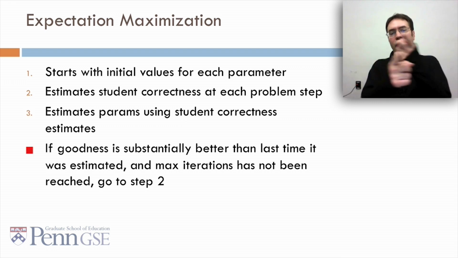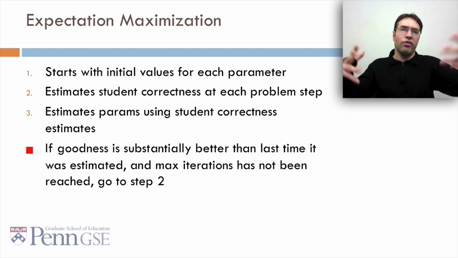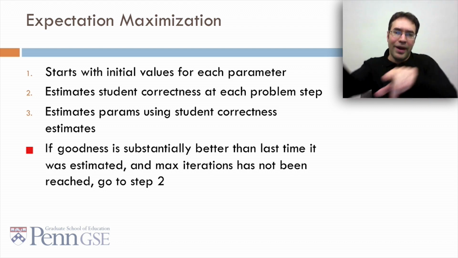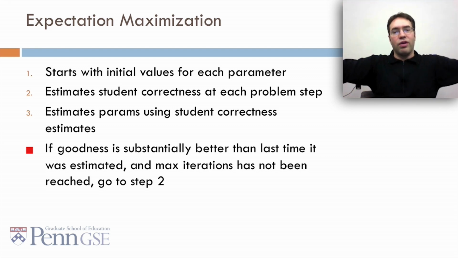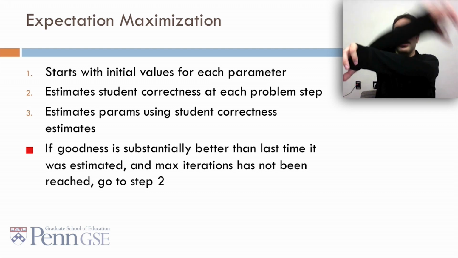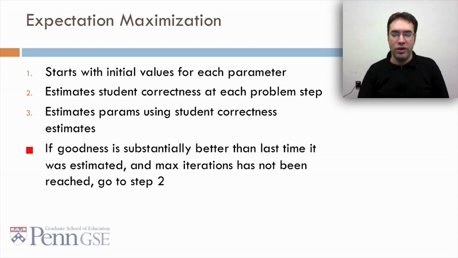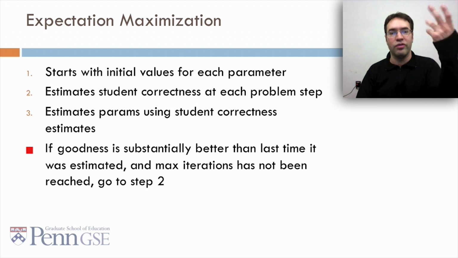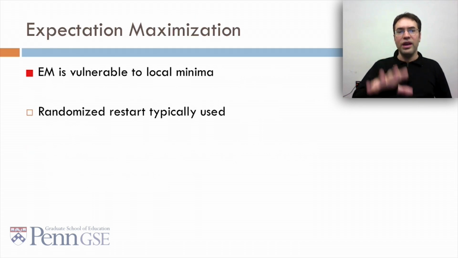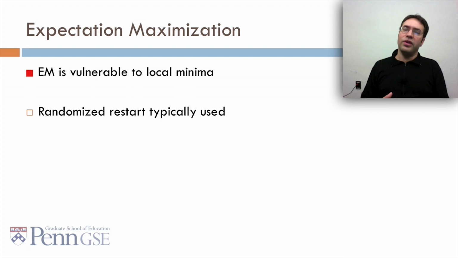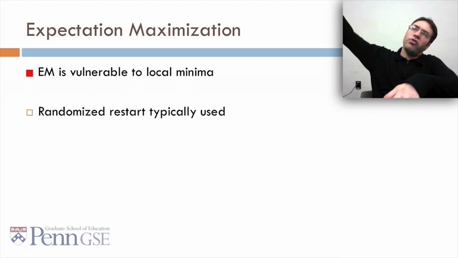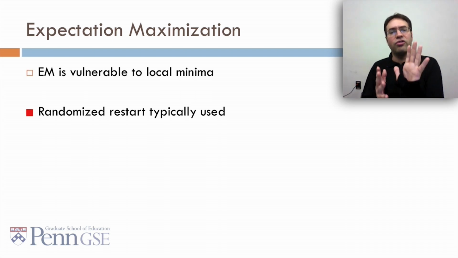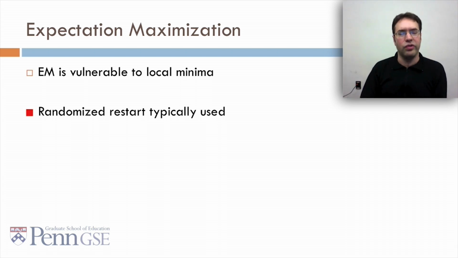And if the goodness of the model is substantially better than the last time it was estimated, and we haven't reached some pre-chosen threshold for the maximum number of iterations, we go back to step 2. We re-estimate student correctness from the parameters, we re-estimate parameters from the student correctness, and keep going until you don't get any better, or you get to your maximum number of tries. EM is vulnerable to local minima, which means that sometimes you get to a parameter space where there's actually a much better one somewhere else, but you can't get to it from where you are. To try to avoid that, randomized restart is typically used.